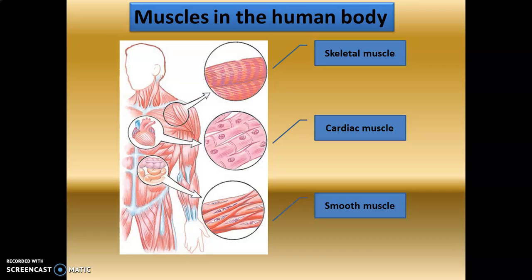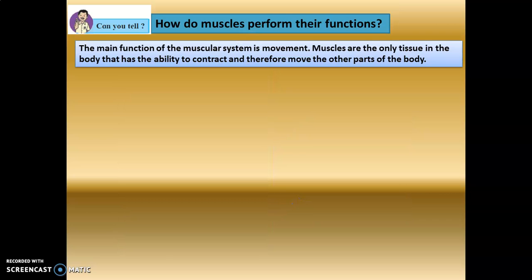So we have basically three types of muscles in the human body: the skeletal muscles that join the bones, the cardiac muscles which bring about the functioning of the heart, and the smooth muscles which are present in the important organs of the body. I hope the muscular system and the muscles are clear to everyone.